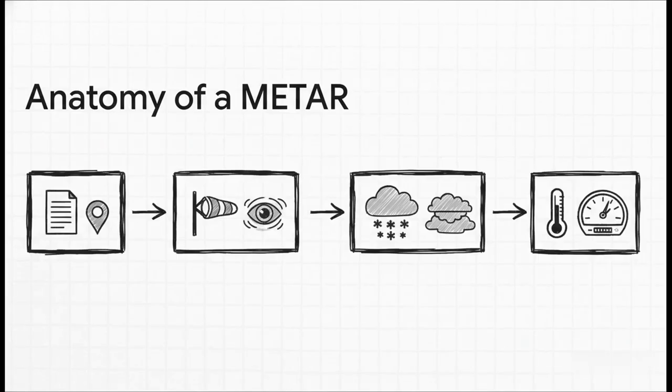So to recap the flow, it always follows a logical order. It's a story. First, you get the type, location, and time. Then the core conditions like wind and visibility. After that, what's in the air, the weather, and the clouds. And finally, you get the nitty-gritty details of temperature and pressure. Once you know this sequence, it's not a cryptic code anymore, it's a logical weather story.